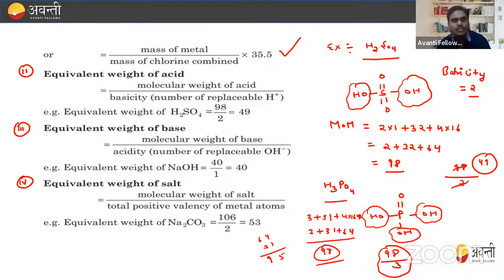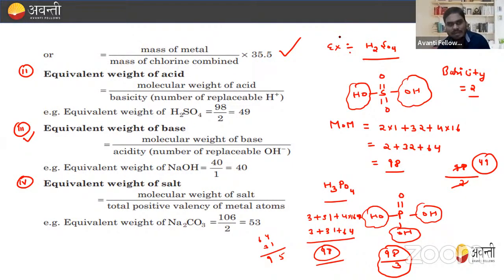So this is how we can calculate the equivalent weight of an acid. On a similar basis, how to calculate the equivalent weight of a base? Just like the equivalent weight of an acid, we use the molecular weight of the base divided by the acidity. Acidity means the number of replaceable OH negative ions.